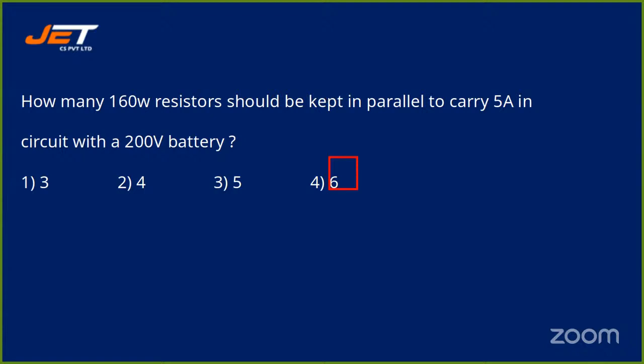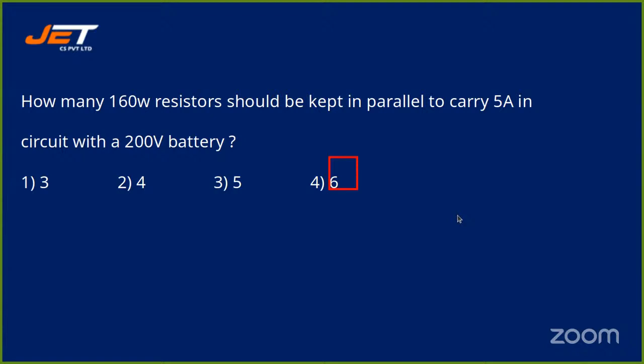Nikita, you want me to explain the question again? Okay. The question is simple. How many 160 watt resistors should be kept in parallel to carry 5 amperes in circuit with 200 volt battery? That is the question. So let's say N is the number of resistors that are to be used, right? Simple. So what will be the total number of resistors that should be used? It will be R by N, because 1 by R is equal to 1 by R1 plus 1 by R2, so on, 1 by N. So R by N. You have to find out N.